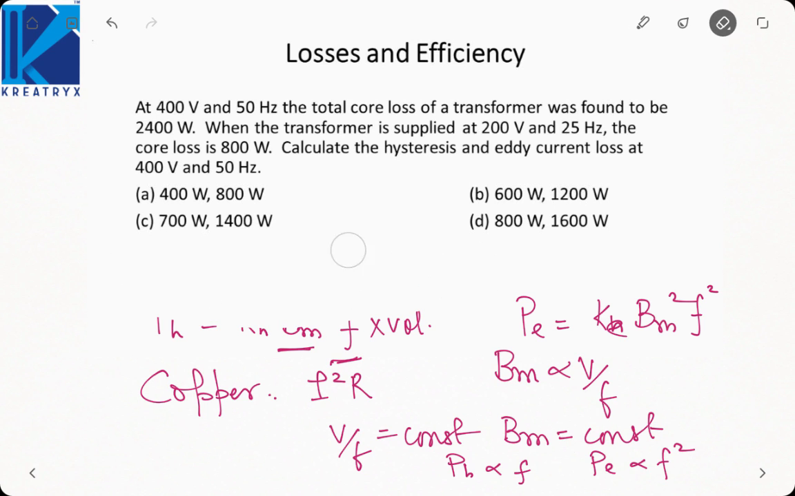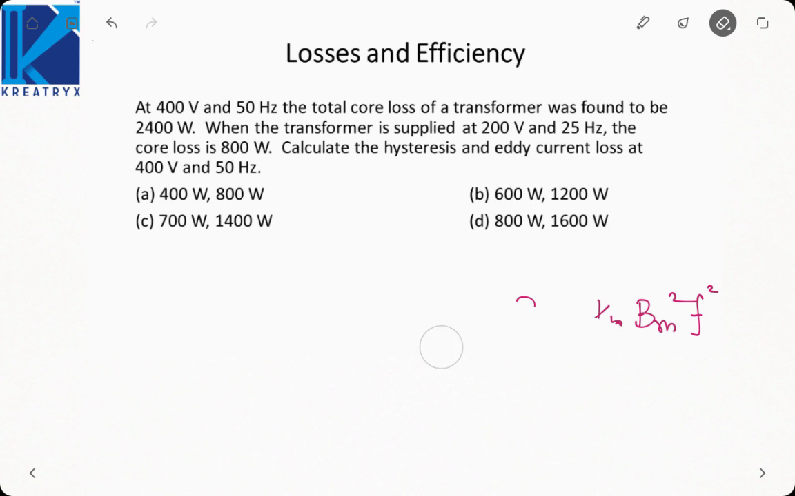Now let us see what kind of problem can be framed on these losses. It is saying a 400 by 50 Hertz transformer, the total core loss is 2400 watt. Now when it is supplied at 200 volt 25 Hertz, core loss is 800.